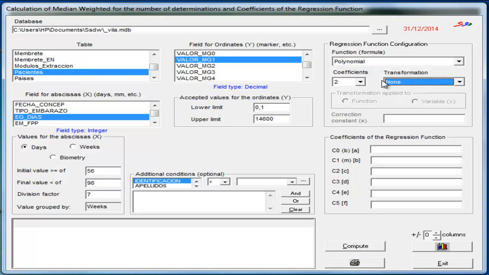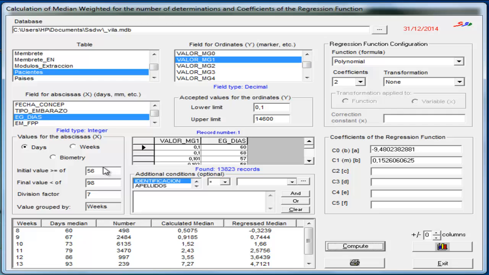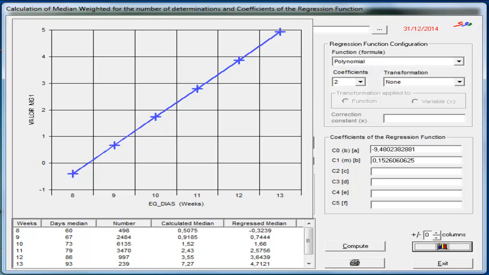We see that the days of the week are divided and range from 56 to 98 days. The division factor is 7. We press compute, and we can observe that this graph gives negative regression calculations. Evidently this graph would not be correct, because the values cannot be lower than 0. So we should try another equation.